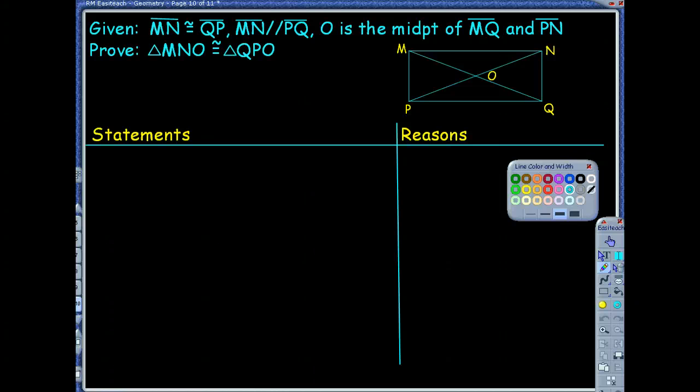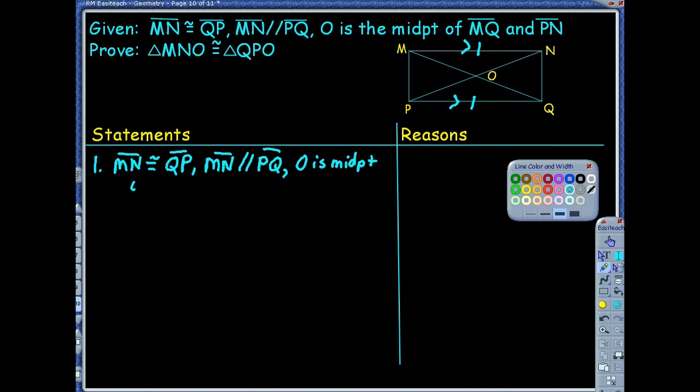Okay. I'm going to start writing down what's given to us. We know segment MN is congruent to segment QP. MN is this one, QP is this one. We know some segments are parallel. Those same segments are also parallel. So that probably is going to tell us something about angles. Anytime you're given parallel from chapter 3, that's going to tell us about the angles. O is the midpoint of segment MQ and segment PN. So that's going to tell us something as well.